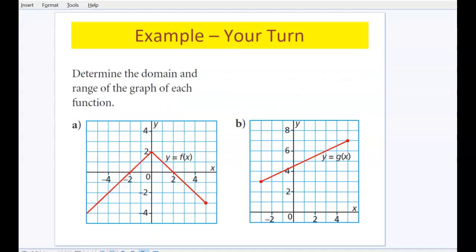Okay, I encourage you to pause this video and give these two a try. Now again, remember this should have an arrowhead for my liking, indicating the graph goes forever and ever to the left.